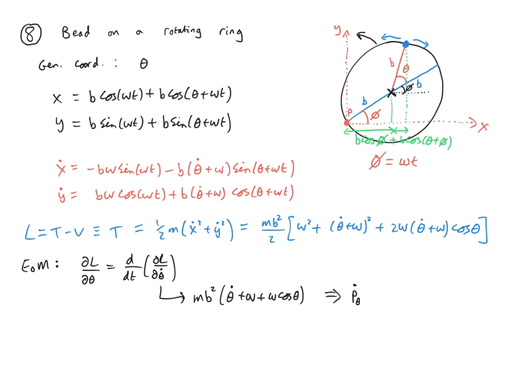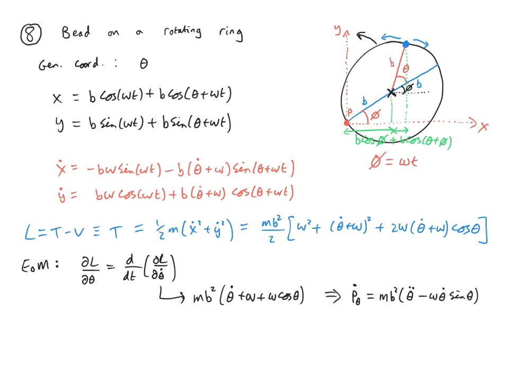And I just have to take the time derivative of that, noting that theta dot and theta both have a time dependence. And then I obtain m b squared into theta double dot now, minus omega theta dot sine theta.